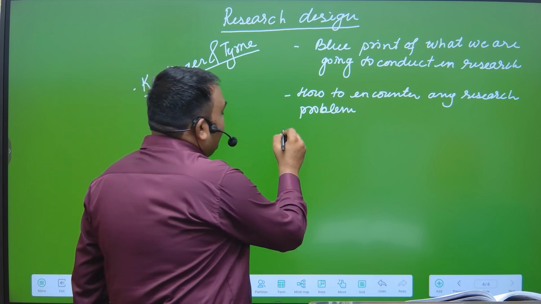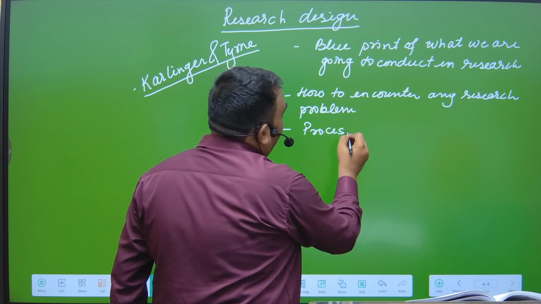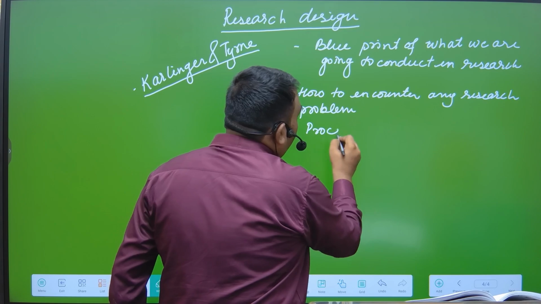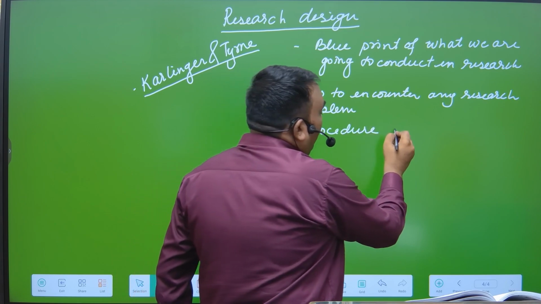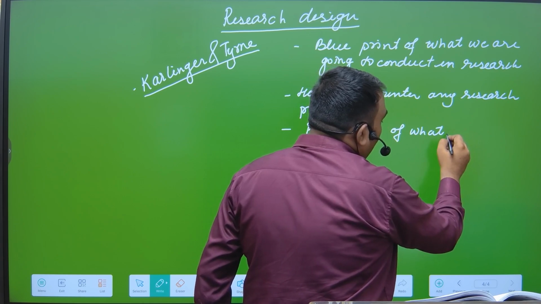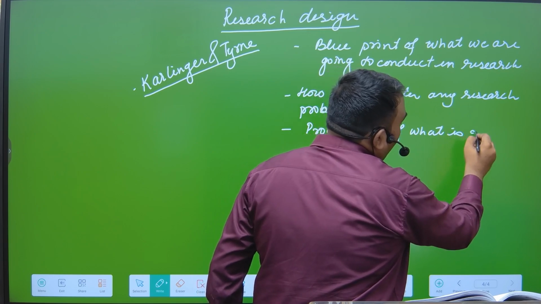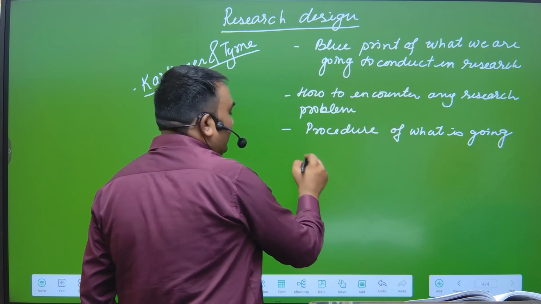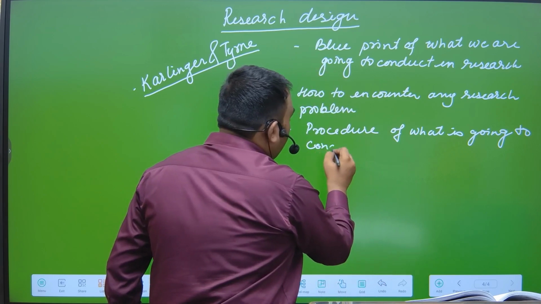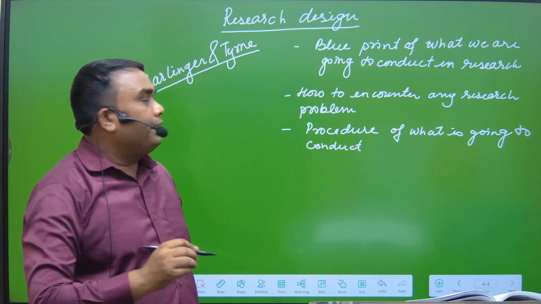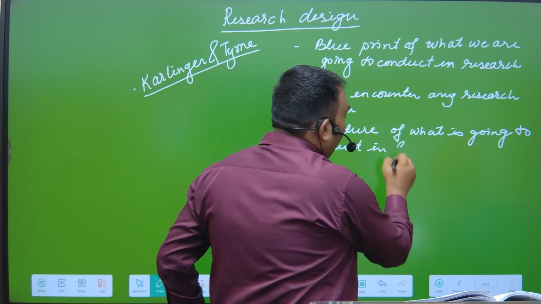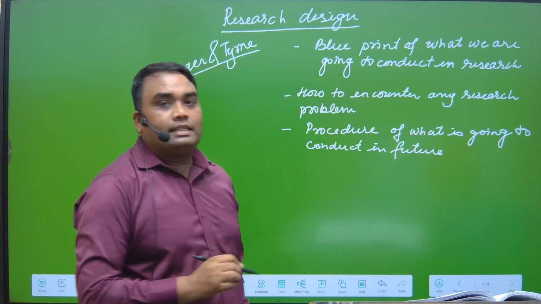So basically, research design is a process, or you can say it is a procedure. It is a procedure of what we are going to study, or what is going to be conducted. So research design is basically what we are going to conduct in the future. So this is our research design.